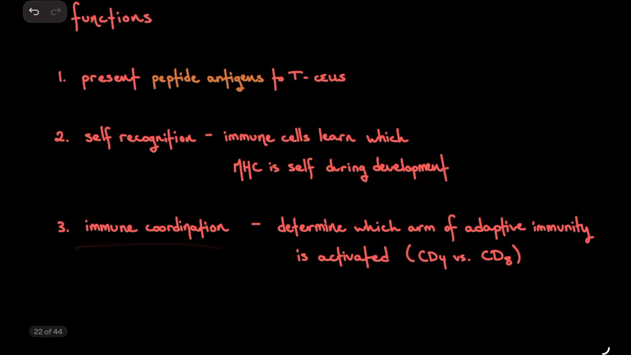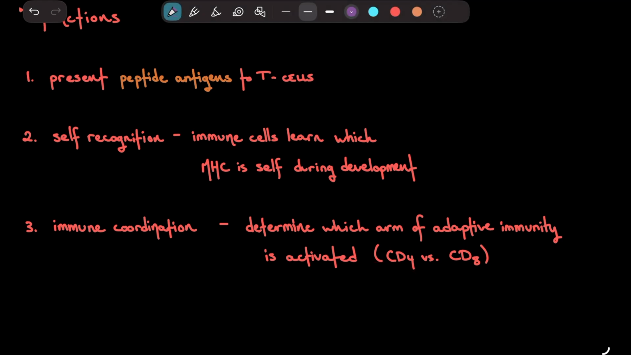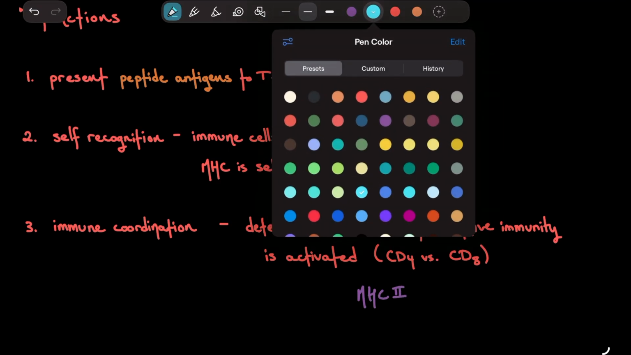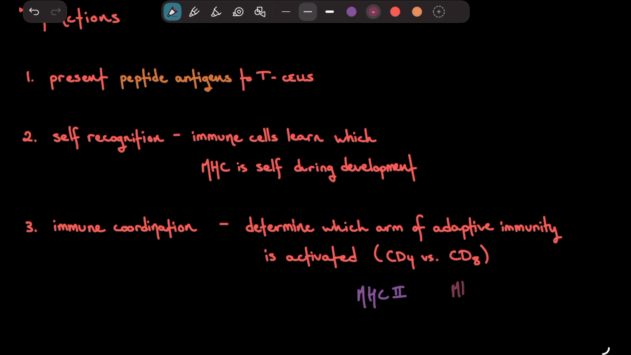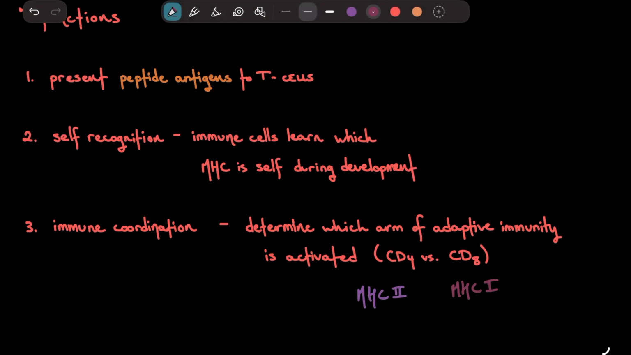Immune coordination is a big thing too. This determines which arm of the adaptive immunity is activated. So if it's CD4, that's going to bind MHC2, and CD8, MHC1. Remember, this is, how should I say, a surface level explanation.